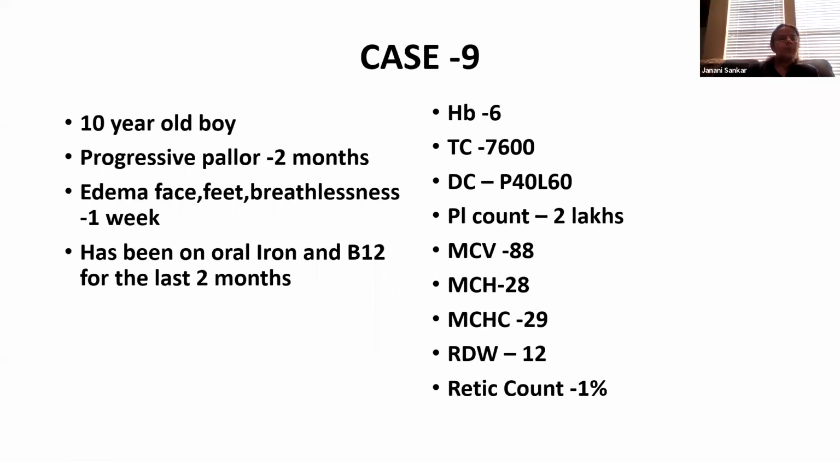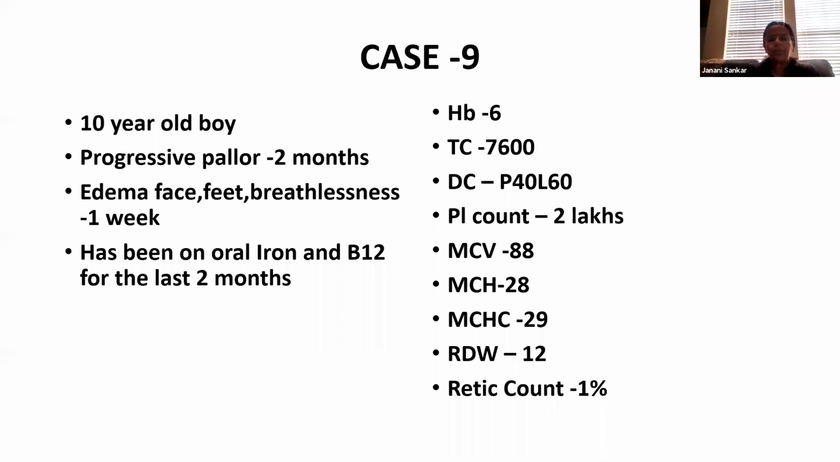Moving on to the next case, we have a 10-year-old boy with progressive pallor of 2 months duration. This boy has been becoming pale in front of the eyes of the parents. He also had some early morning puffiness of the face and feet. And in the last 1 week, he's been a little breathless. The primary pediatrician who saw him about 2 months back thought he was a fussy eater, and because he was also retarded in growth, put him on oral iron and B12, which did not lead to any improvement.